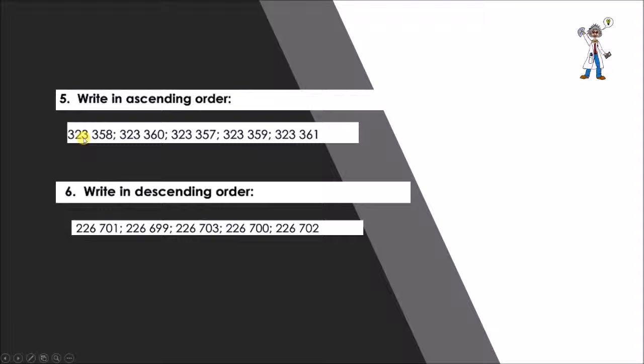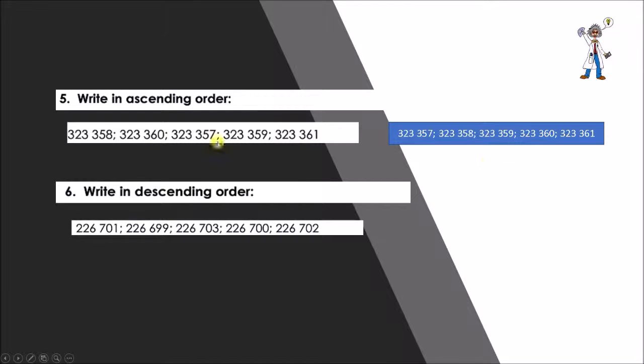If we need to write numbers in ascending order, we first of all need to find the smallest number and then just increase it by 1 or so to find the next number. The smallest number here is 323,357. If I increase it by 1, I'll get 323,358. So we go on until the largest number there.